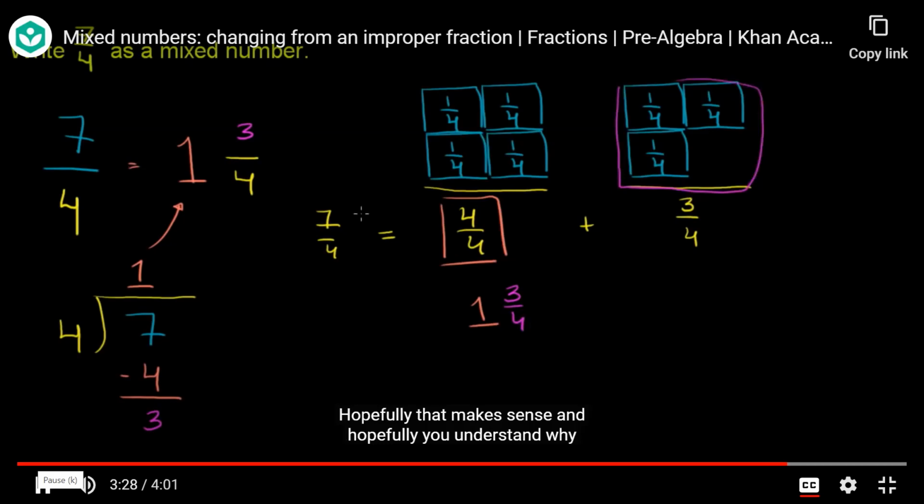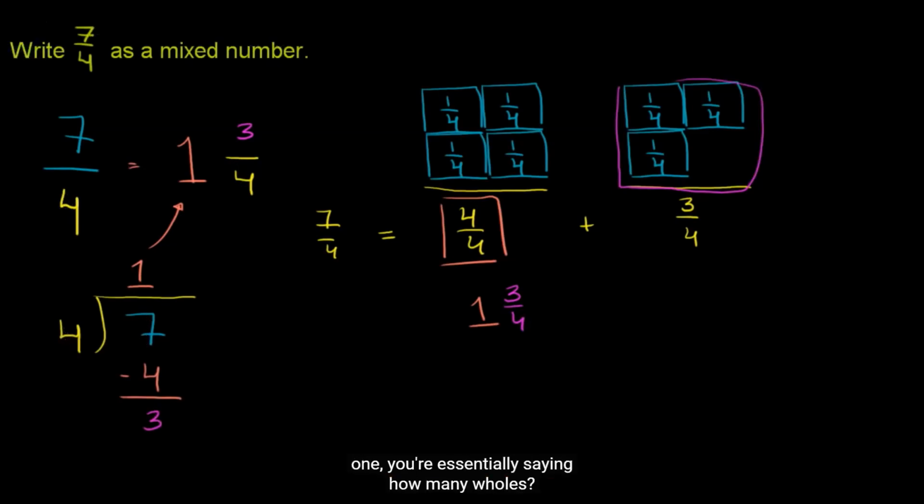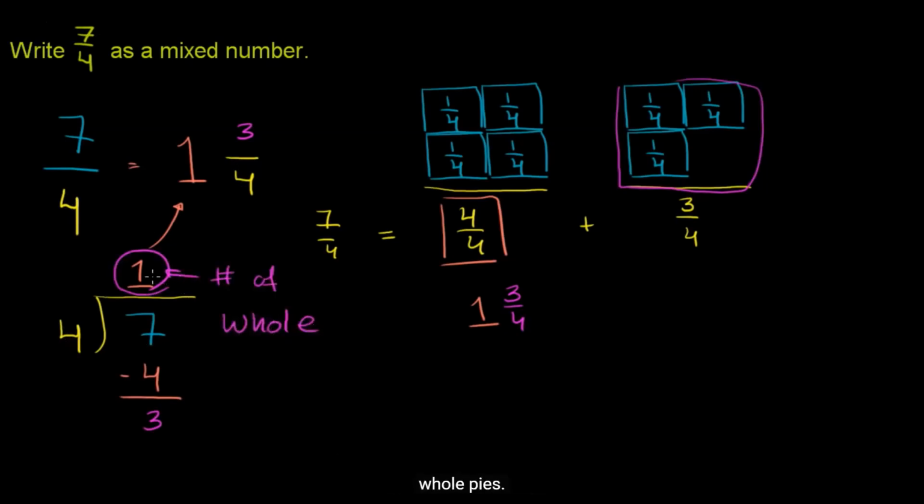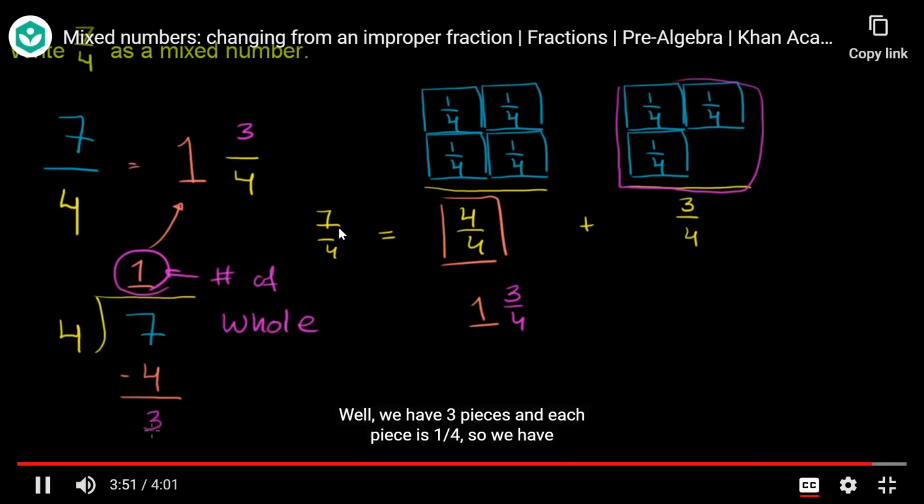Hopefully that makes sense, and hopefully you understand why it connects. Because you say, well, how many wholes do you have? When you're dividing the 4 into the 7 and getting the 1, you're essentially saying how many wholes? You can imagine the number of whole pies, and then how many pieces do we have left over? Well, we have 3 pieces, and each piece is a fourth, so we have 3/4 left over. Okay.